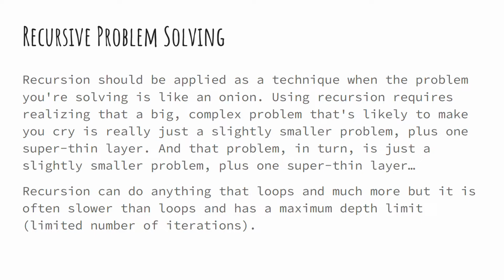So recursion can do anything that loops can do, but it can also do much more than that. One thing to note over here is that recursion is often slower than loops and has a maximum depth limit, which means that there's a limited number of iterations you can do with recursion. And we'll discuss the reason for this on the next slide.